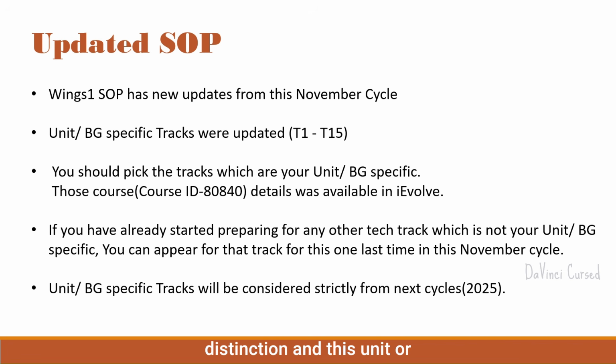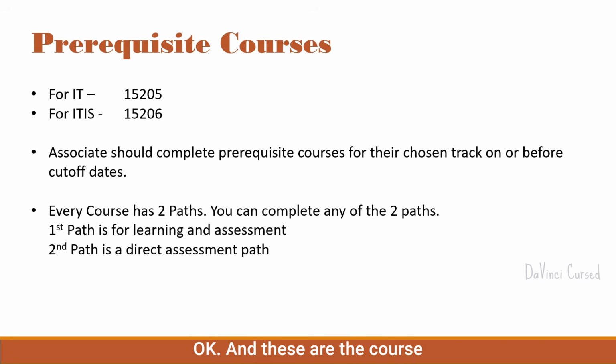And these unit or BG specific tracks, this new updated SOP will be strictly considered from the next cycle, which will be 2025 May. Okay, and these are the course IDs we have. For IT it's 15205 and for ITIS it's 15206. You can go through those certification IDs. I think they would be auto-populated in your iEvolve, My Learning and certifications. So you can go through those course IDs and you can find the track which you want to complete.